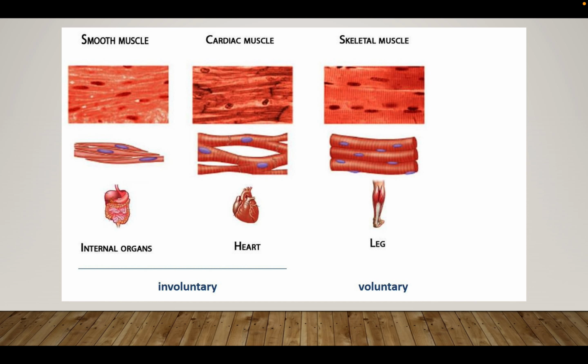You want the impulse to flow from one cell to the next cell very rapidly, so the whole heart, the whole tissue itself, contracts as a single unit, as opposed to different contractions at different times. And so these intercalated discs are very important, and they're unique to only cardiac muscle tissue.